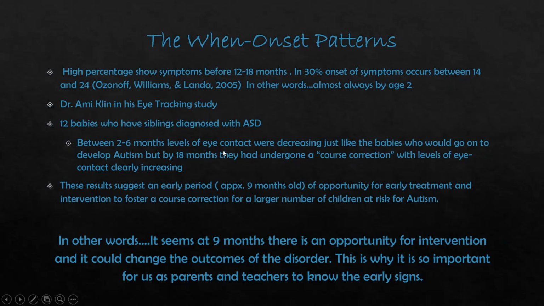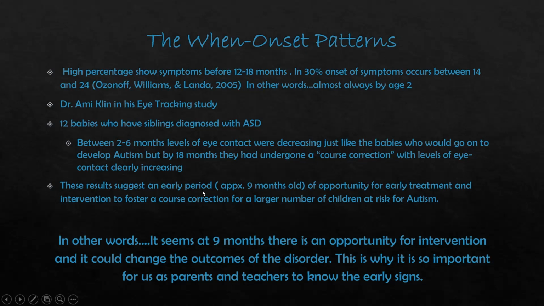Between 2 to 6 months, levels of eye contact were decreasing, just like the babies who would go on to develop autism. All right, so what we're talking about here is typical neurodevelopment and those who went on to develop autism. They all had a decrease in eye contact. But then at 18 months old, those neurotypical children had a course correction and the levels of eye contact were increasing. Whereas the children that went on to later be diagnosed with autism, there was no increase there at 18 months.